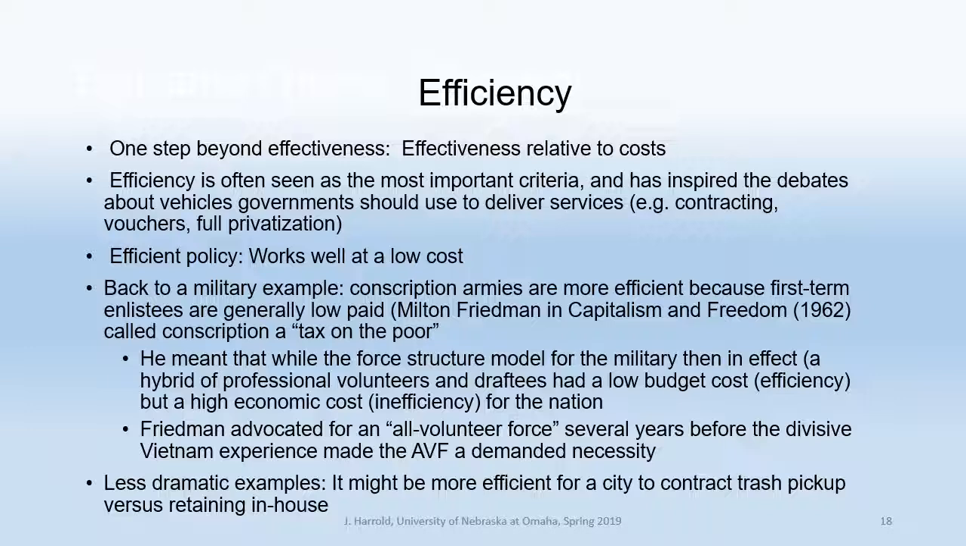So we know that a house is energy inefficient when the heat leaks out of windows, when it leaks out of thresholds of doors, when the forced air system doesn't distribute the heat in a proper manner. So it's not efficient because we're using more inputs to get the same value of heating in the house if those things were working better, right? So efficient policy works well at a low cost.